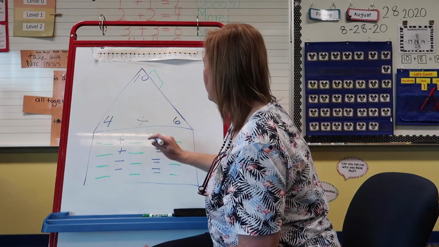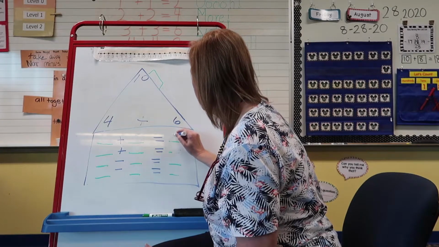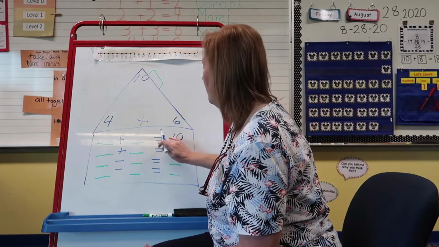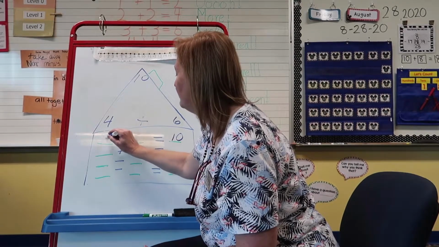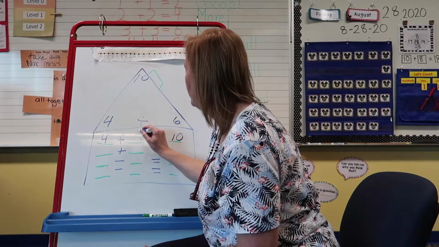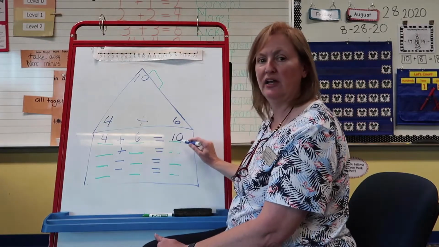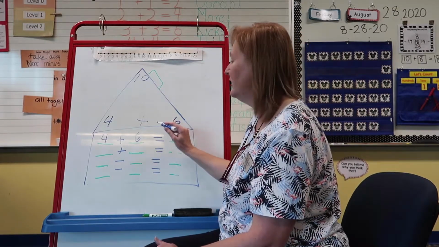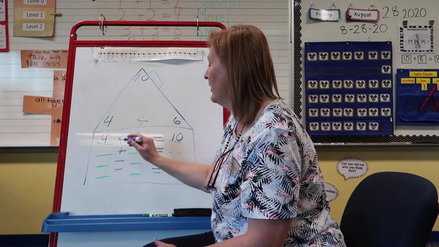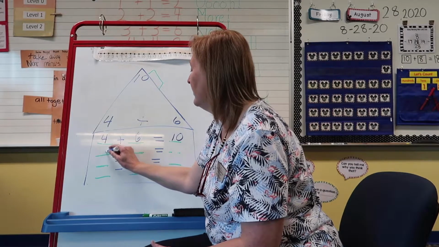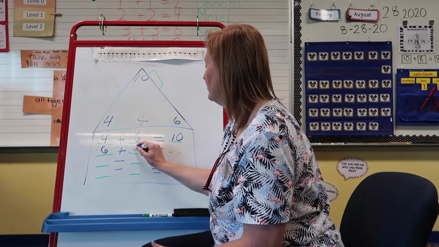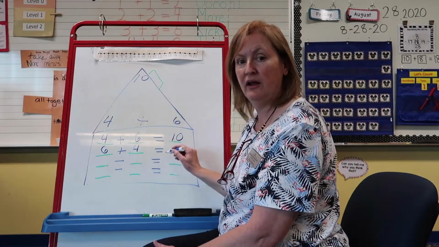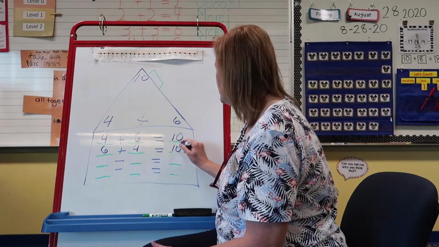So the big number is going to be what the number's equal to. So if we say 4 plus 6, it's going to equal 10. And then you remember our turnaround number. 6 plus 4 equals 10, Mr. Bossy number.